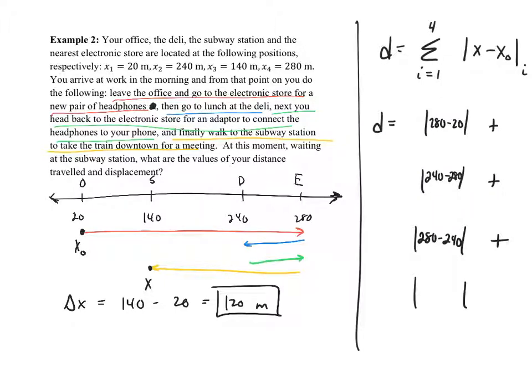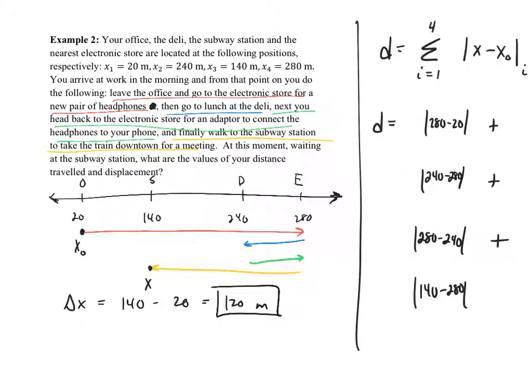And last but not least, we have 140 minus 280. And why is it 140 minus 280 again? Or 280 minus 140? How come, Justin? Because 140 is the final position. Good. 140 is the final position, and it's always final minus initial. So what we end up getting here is going to be what?